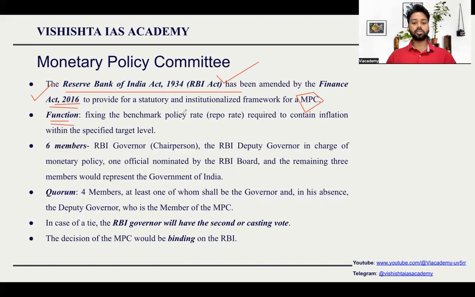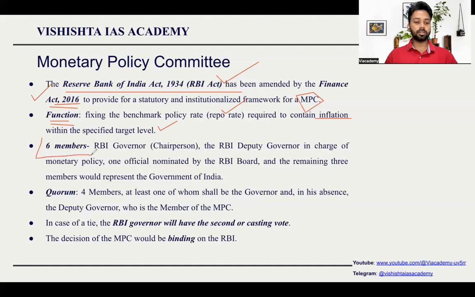What function does it do? It fixes the benchmark policy rate, the repo rate. What is a repo rate? Repo rate is the rate at which the RBI gives loans to the banks. So this point should be known: to contain the inflation within the specified target level. What is the specified target level? You should be knowing about it. 4 to 6% is the specified target level.